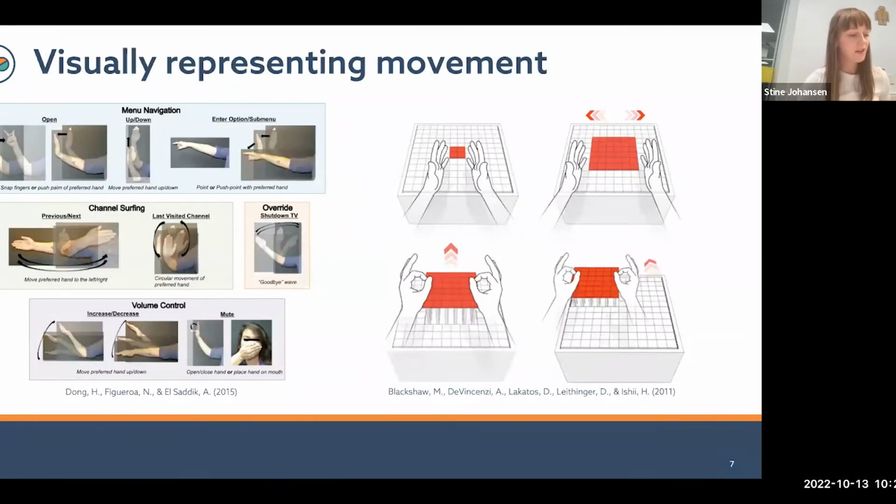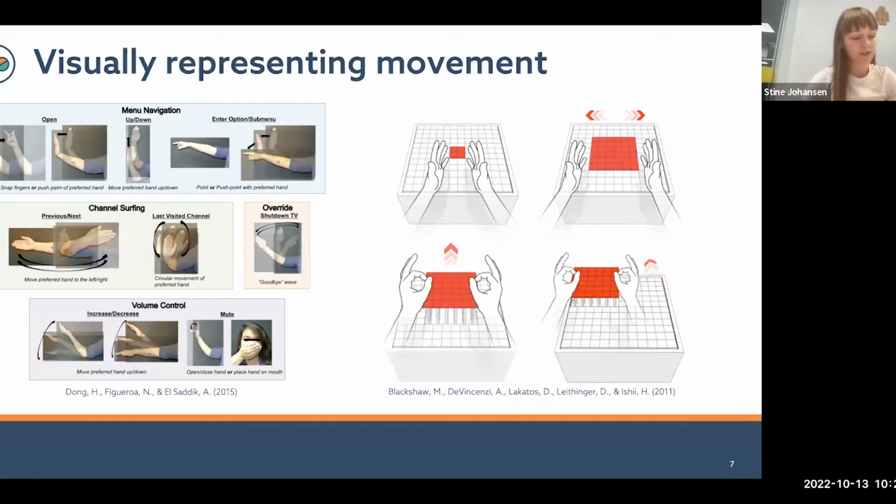So from a human-computer interaction perspective, visually representing movement has also already played a role. Especially in the areas of gestural and tangible interaction, where it's been important for the research to progress, that we could actually document those movements and that we could share them with other researchers as well.